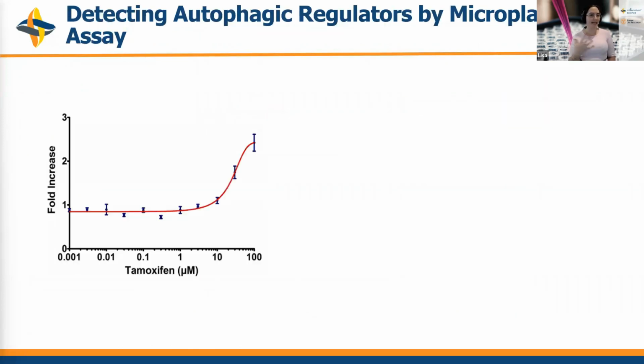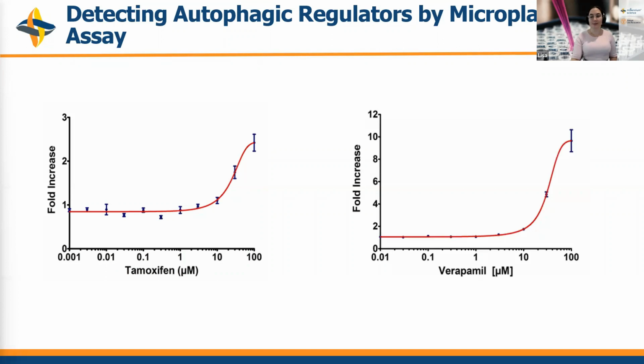Looking at some data here, we have HepG2 cells. They were treated with tamoxifen for 16 hours. Tamoxifen increases your intracellular ceramide levels and abolishes the inhibitory effect of PI3 kinase. From the results here, we can see an increase in Cyto-ID signal from tamoxifen concentrations from 1 micromolar. We then have verapamil, the same HepG2 cells, and verapamil passively diffuses into the lysosomes and becomes trapped upon protonation, causing an increase in lysosomal pH. And we can see an increase in Cyto-ID from about 10 micromolar onwards.